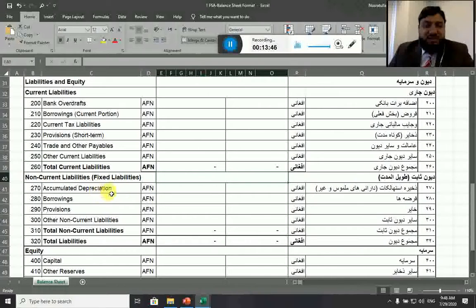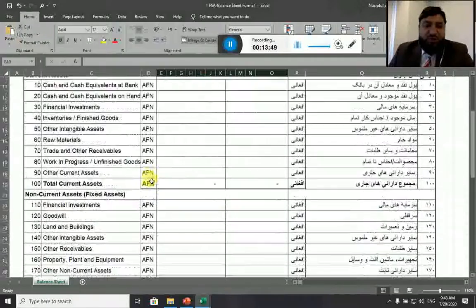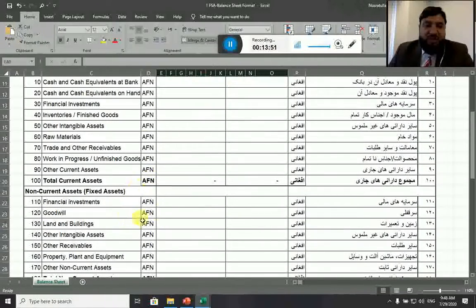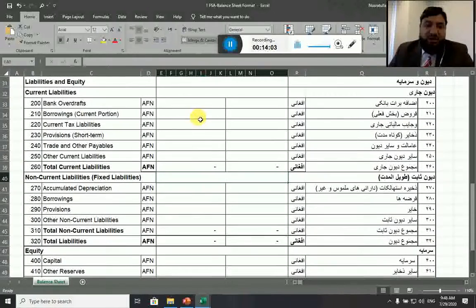In the Afghanistan accounting system, on the asset portion we have to report the assets at their original value. We don't have to reduce or deduct the depreciation expenses. We have to report the assets based on the book value. Then all the depreciation is added here, to code 270.